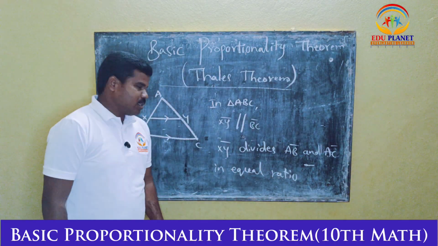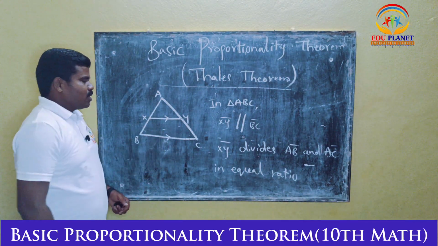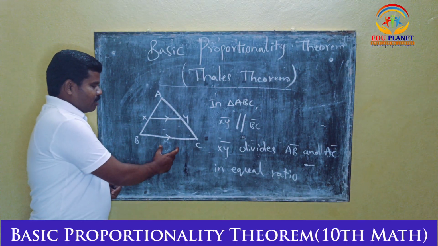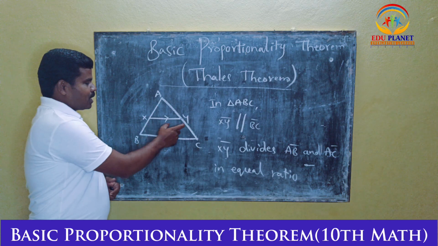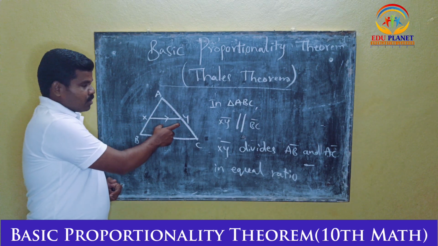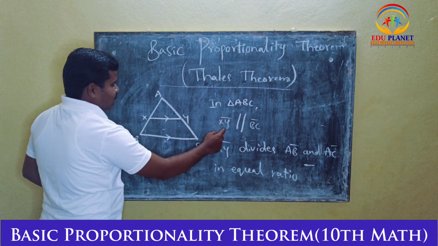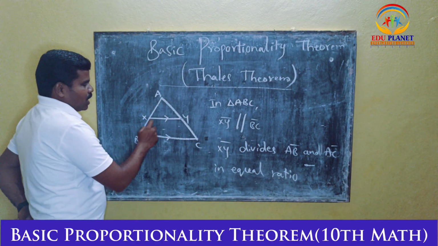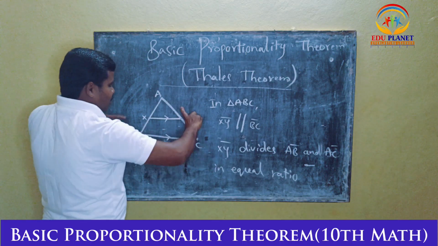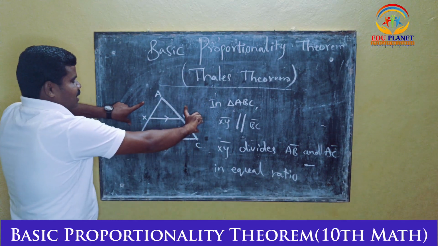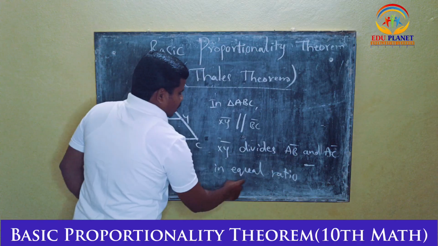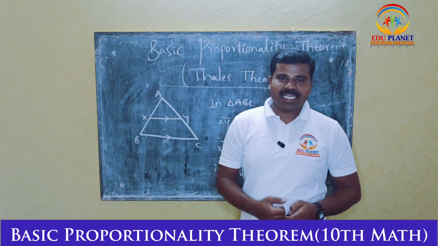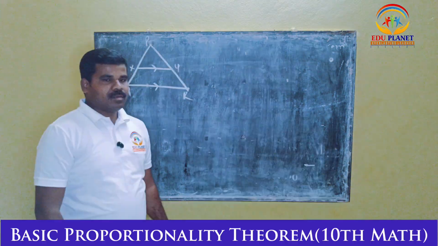Once again, we'll see it in triangle ABC. Totally there are three sides. Here, by considering one side BC, to this side I am drawing the parallel line XY. It means in triangle ABC, XY is parallel to BC. Then the drawn parallel line will divide the remaining two sides, AB and AC, in equal ratio. This is known as Thales theorem. By taking one example, now we are going to understand it.